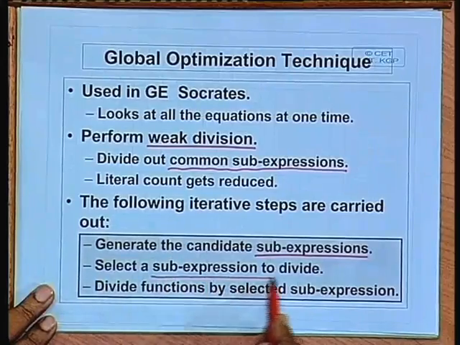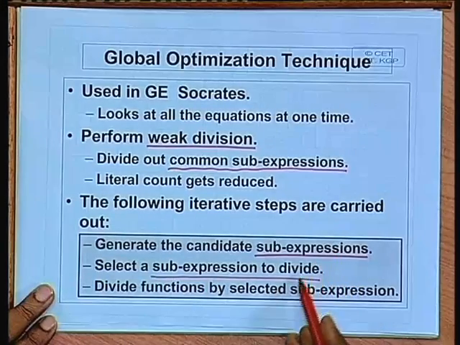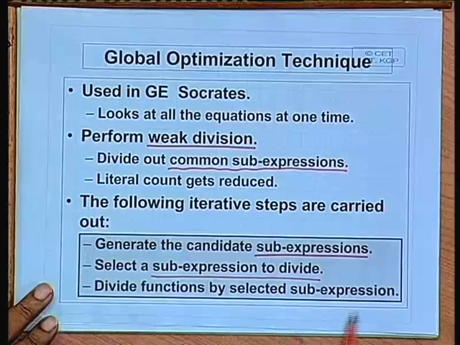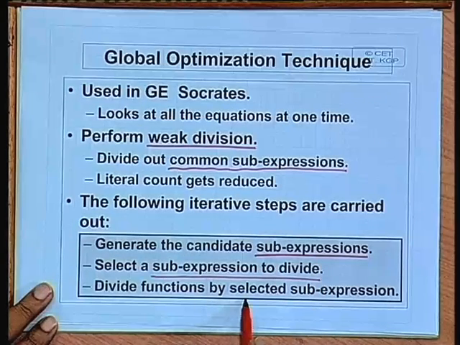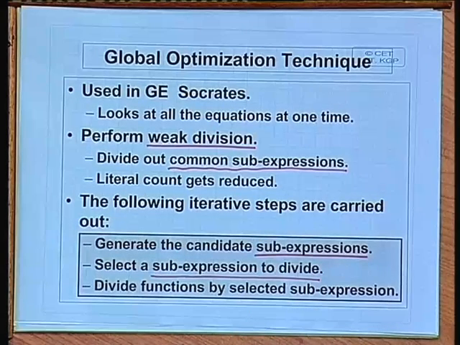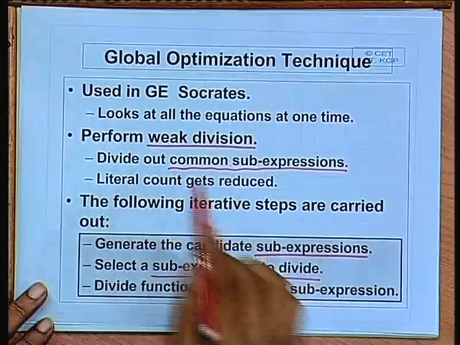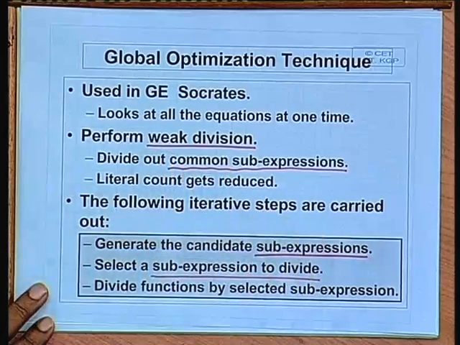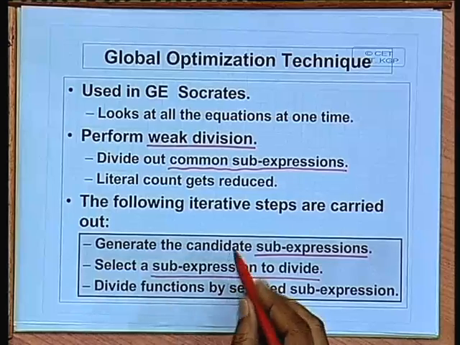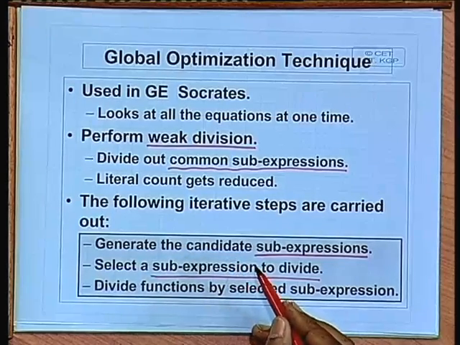Now the one which is best you find, you use that for factoring the equations, and you go on repeating this. So select a sub expression to divide based on the goodness measure. I will show how we do that. Then you actually divide the functions. Now see, dividing up into sub expression and using it, this is something like division. That is why the term weak division is used. Now, I am explaining these steps with an example.